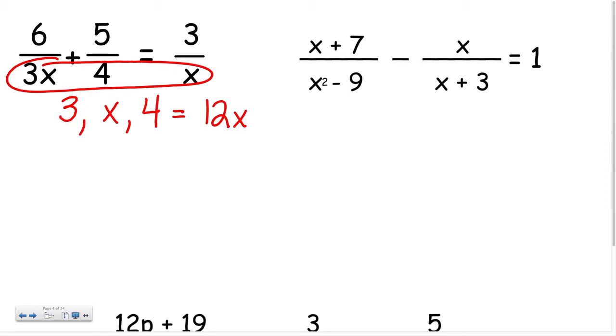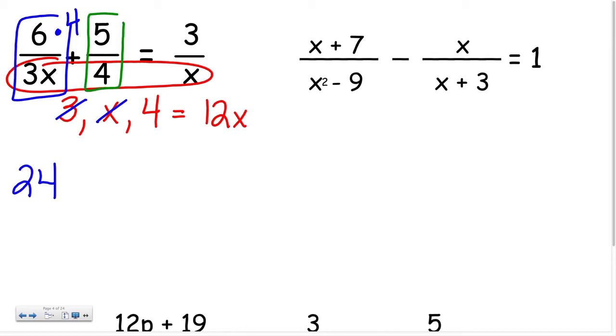So if I look at this first one right here, that 6 already has a 3, and it already has an x. The only thing it needs is a 4. Because remember, if I do it to the bottom, I've got to do it to the top. So 6 times 4 gives me 24. The next one is 5/4. That 5 already has the 4. So it needs the 3 and the x.